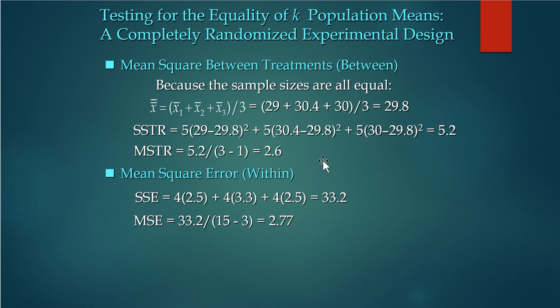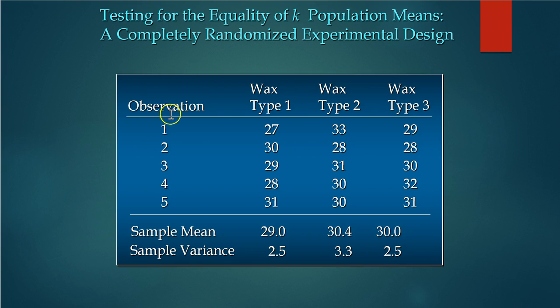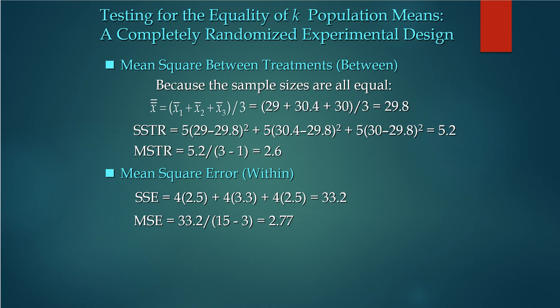So mean square error is a similar concept. We are looking at the variance for each of these, the 2.5, the 3.3, and the 2.5, and we are multiplying those by their n minus 1. Because each of the groups had 5 observations, we are taking that n minus 1, which is 4, times the variance. We get to 33.2. We simply take our NT, 5 times 3 is 15, minus K, the number of groups that we've got, and we get 33.2 divided by 12, which gives 2.77.